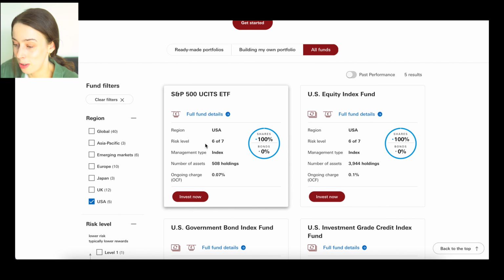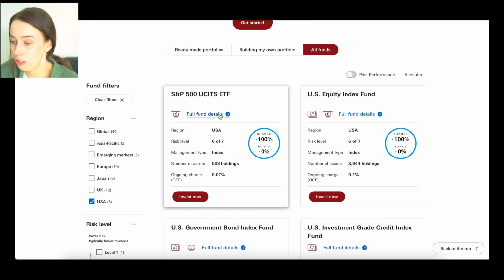Let's say I want that to be my region. And just because this is one of my favorites, let's say that we are interested in the S&P 500 ETF, which is the one that I have. At a glance, you can see a few things that you may need to know about this fund. You can see it's 100% shares. So if you were looking for something with bonds, probably not the one for you. You can see the region, the risk level, the management type, the amount of holdings, and the ongoing charge, which I think at a glance, that's probably everything you need to know.